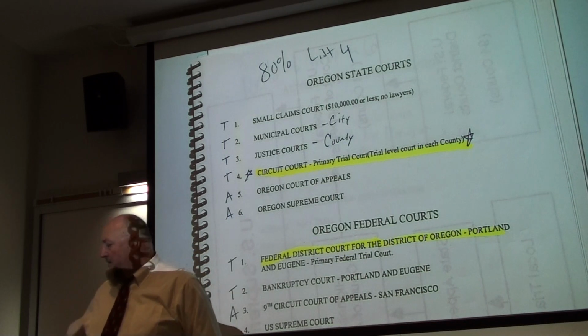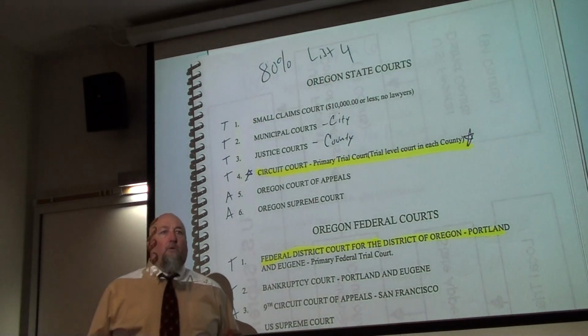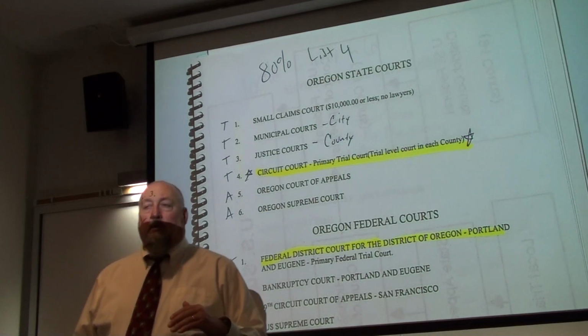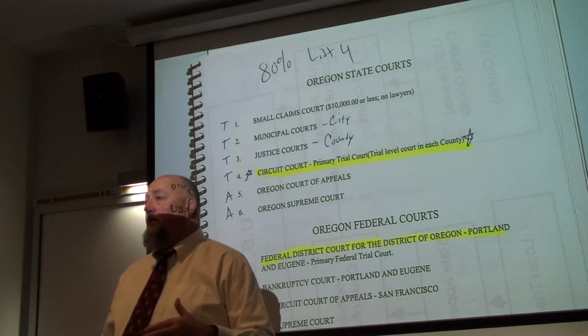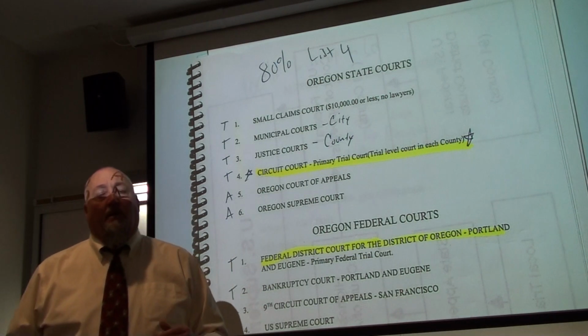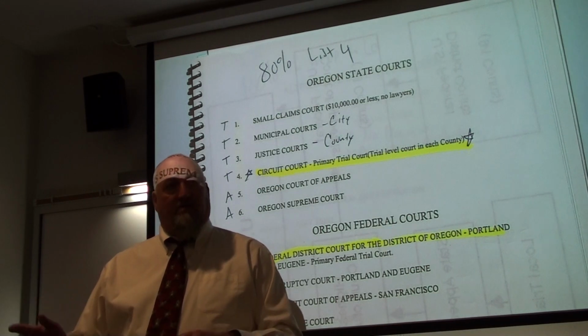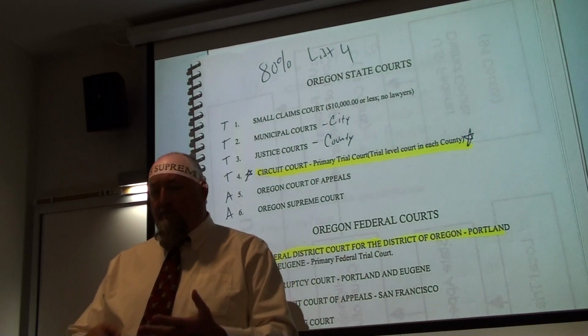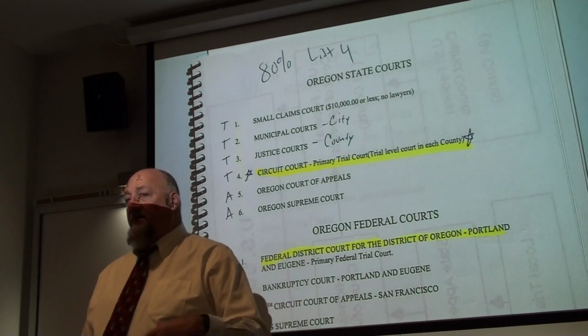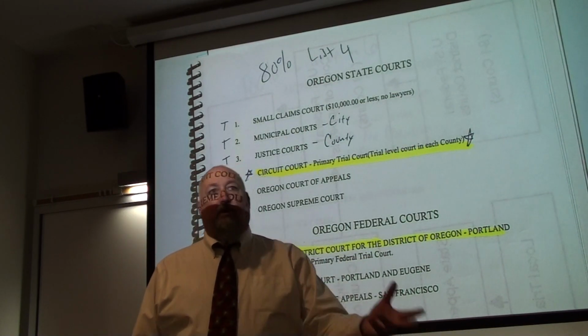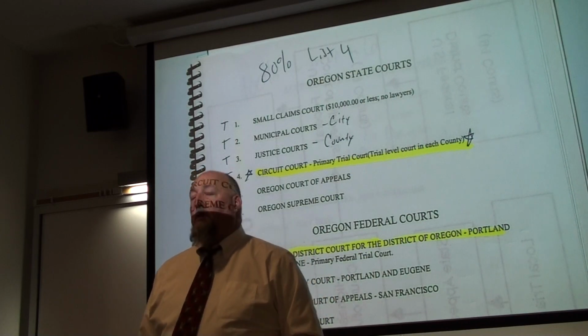So the circuit court is the primary trial court in the state system. That's why I have it highlighted. I want you to know that. I do have a test question. It goes something like this. What is the name of the primary trial court in the state of Oregon system? And I'll give you 4 courts, and you got to pick the right one. The answer is the circuit court in the state of Oregon, whatever county you're in.